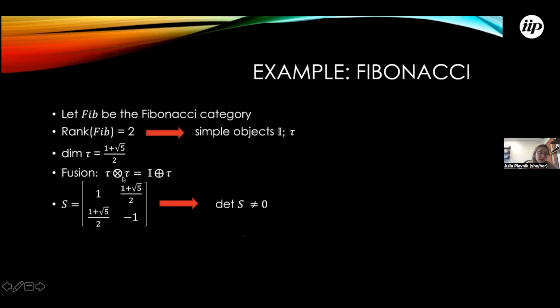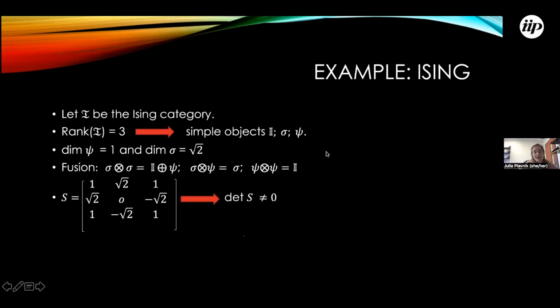And the fusion, I just need to tell you how to fuse tau with tau, because the unit fuses always trivially. So tau tensor tau will give you 1 plus tau. And there is a nice matrix using the golden ratio and some ones, and the determinant, if you compute it, is different from 0. This determinant being different from 0 is very important. But this is a beautiful category. The Fibonacci numbers appear as fusion rules when you do more powers, or as dimensions of hom spaces, also if you keep going.